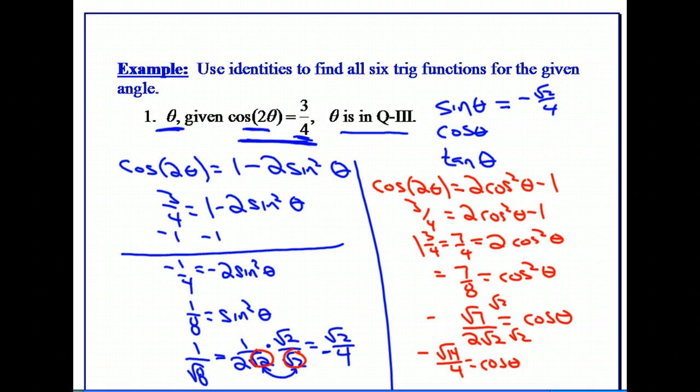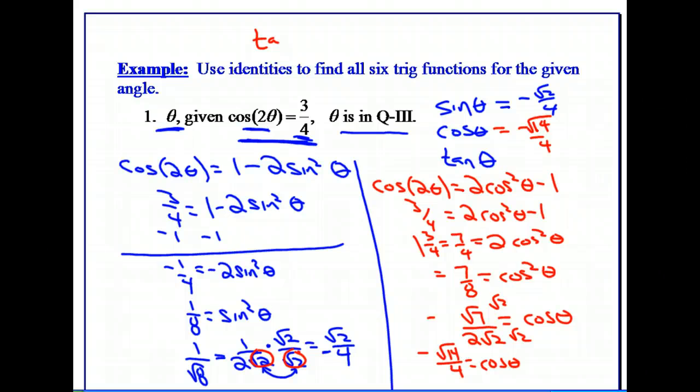And you might be thinking, wow, we've got 2 done. We have 4 more to go. This is a lot of work. But it's not too much more work because I've got the sine, I've got the cosine. How to get the tangent?